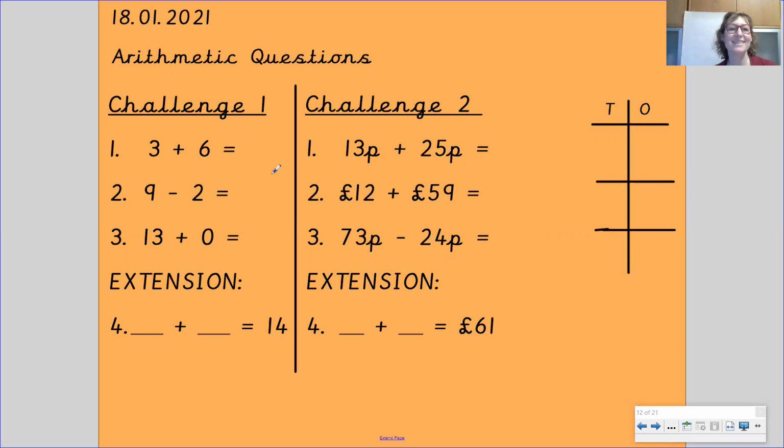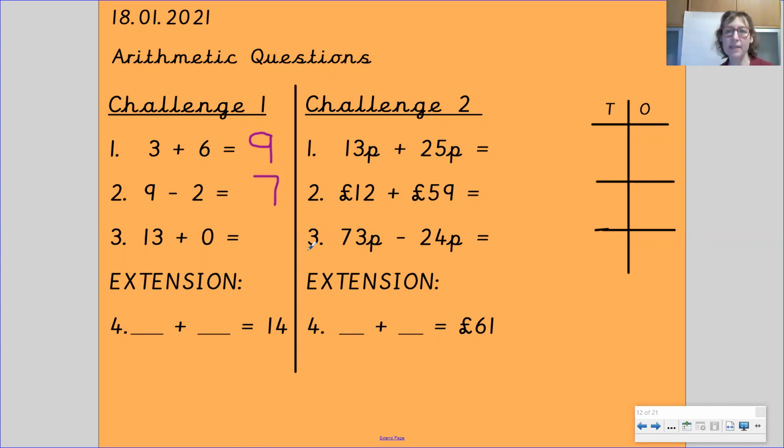Let's have a look at the answers to challenge 1. 3 add 6. So 3 and then we'll have 6 more. 1, 2, 3, 4, 5, 6. And that's 5, 6, 7, 8, 9. 9 take away 2. So I just had 9 fingers and I'm going to take away 2. 1, 2. So I have got 5, 6, 7 left.